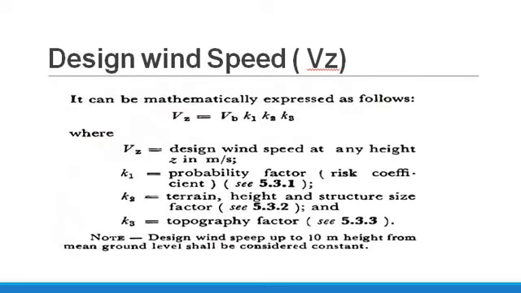Now moving to the design wind speed. Now we will use the basic wind speed and different factors K1, K2, K3 to get the value of design wind speed.